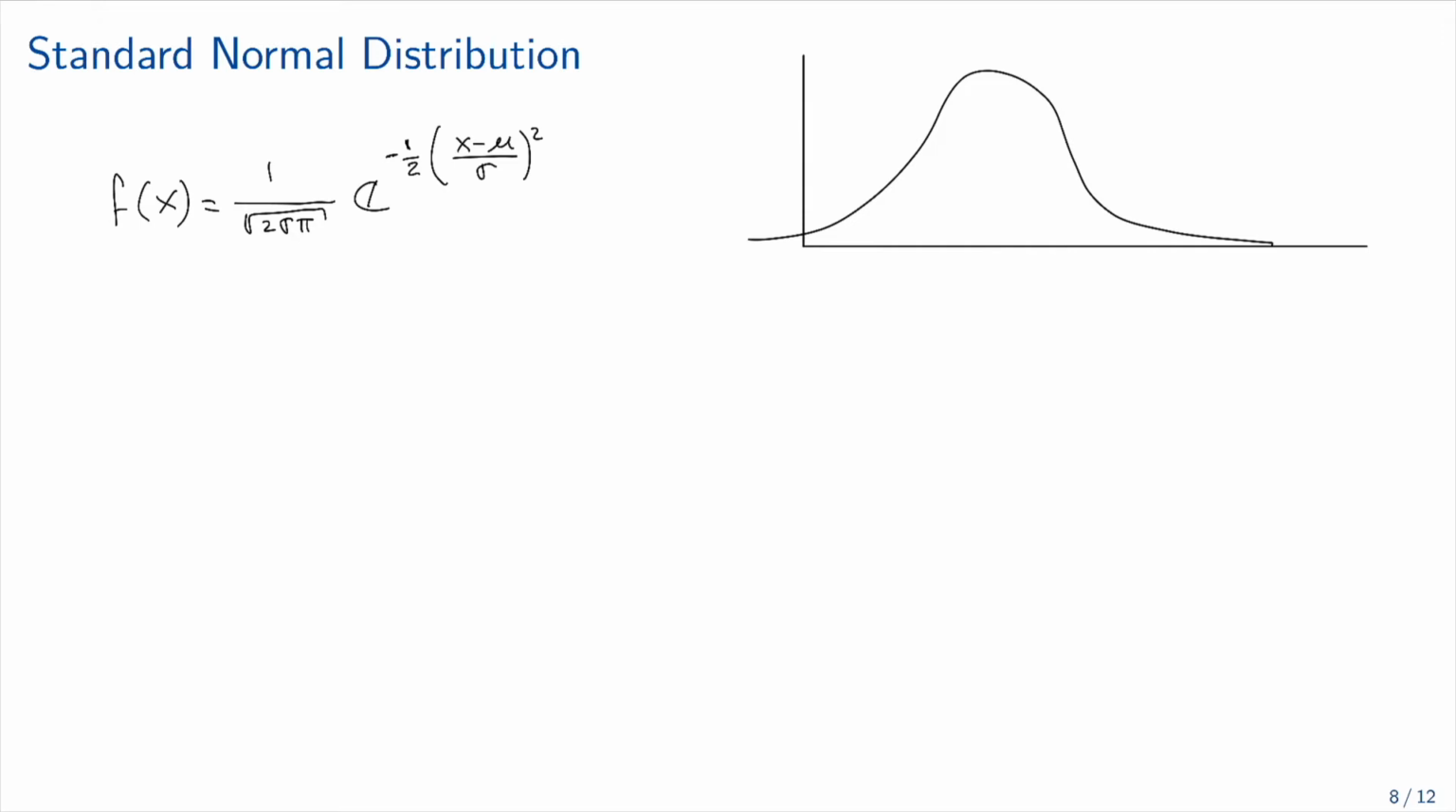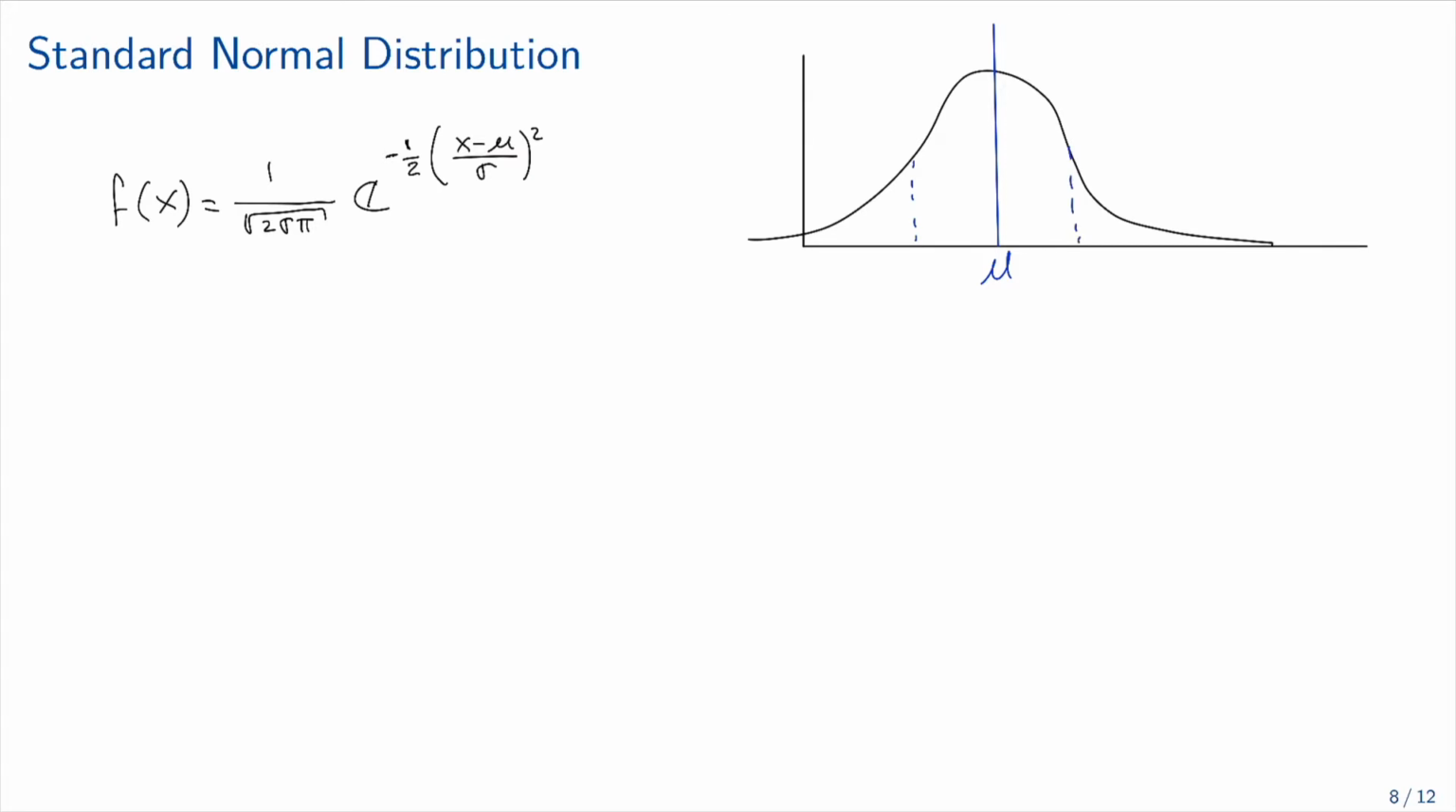The standard normal distribution. Our normal distribution is defined by this exponential function in which the bell is centered at mu and has standard deviation sigma, which can be represented in the plot like this. Mu is the mean of the distribution, and the thickness of the bell is represented by sigma.